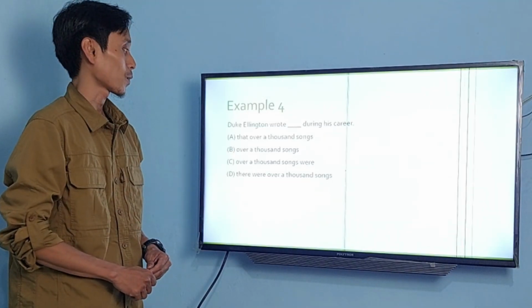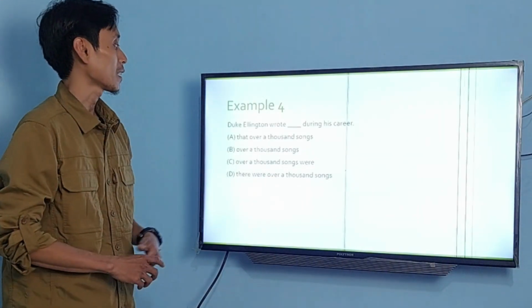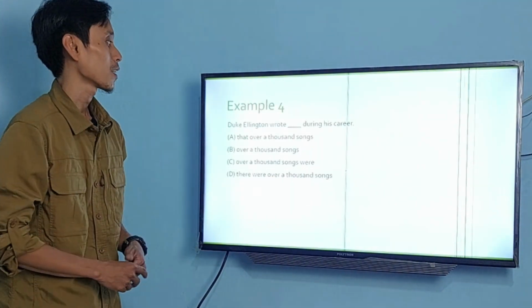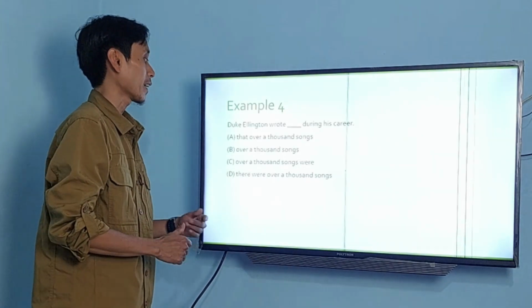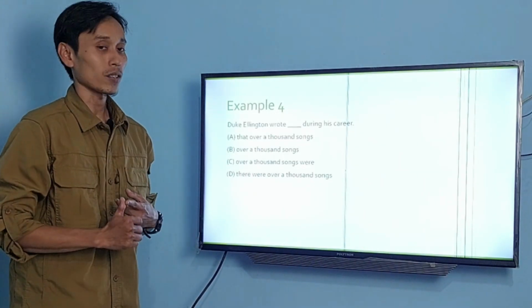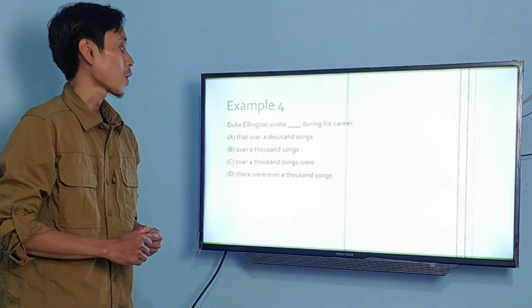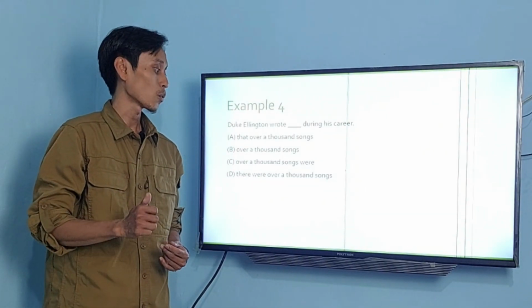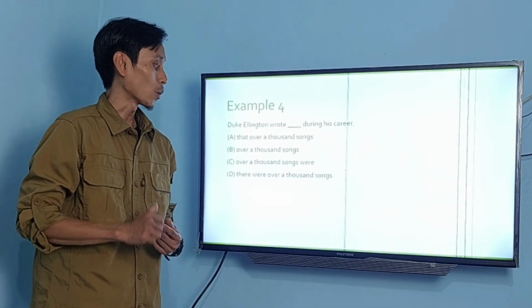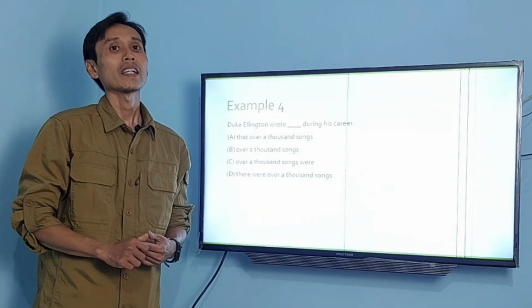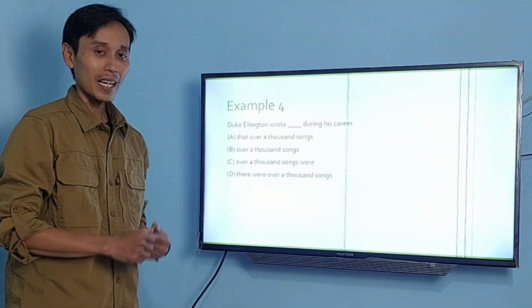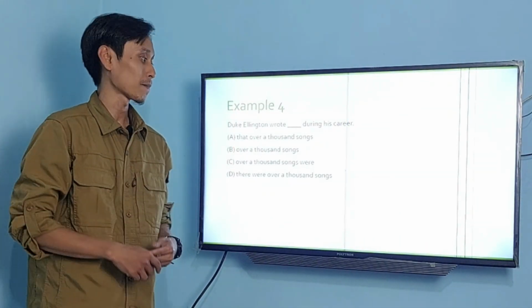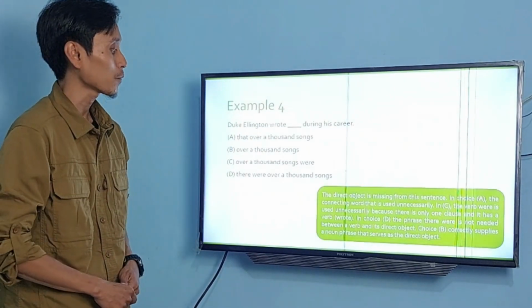Example number 4. "Duke Ellington wrote blah blah blah during his career." A, that over 1,000 songs. B, over 1,000 songs. C, over 1,000 songs were. D, there were over 1,000 songs. The answer is, yes, correct. The answer is B.